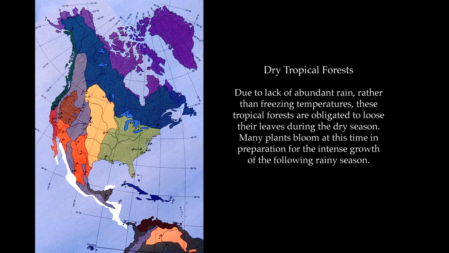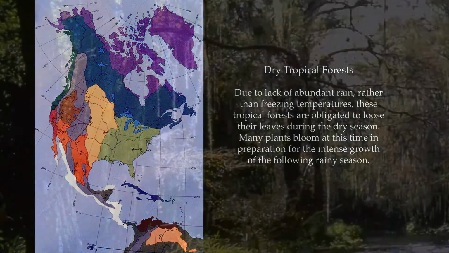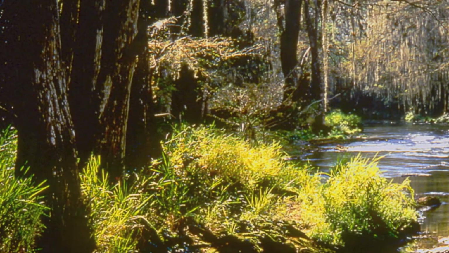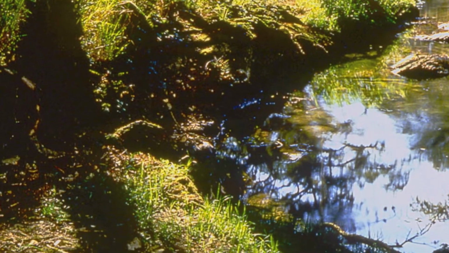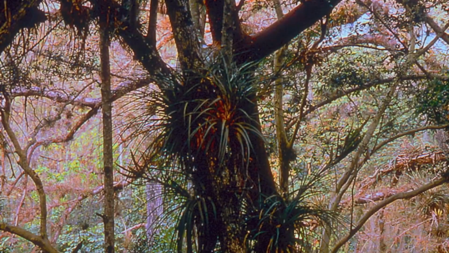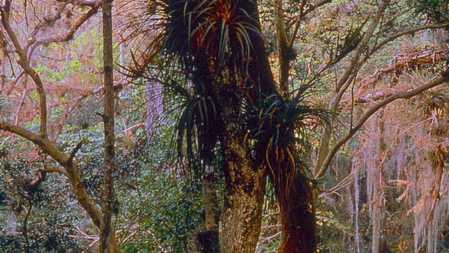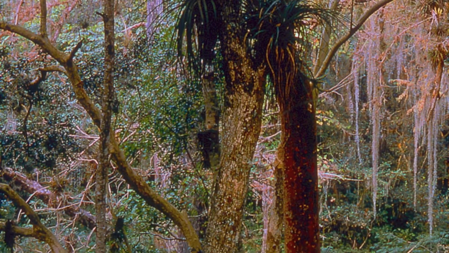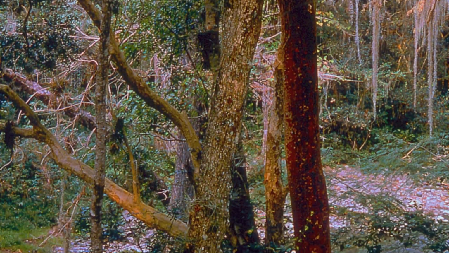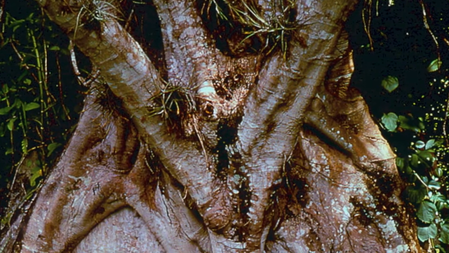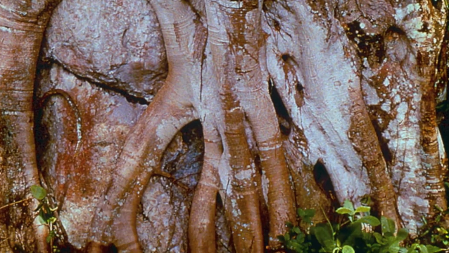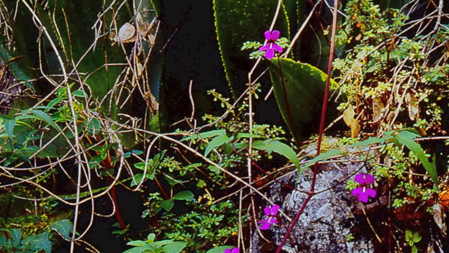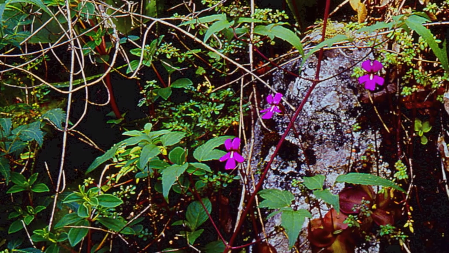Dry tropical forest systems. Due to a lack of abundant rain rather than freezing temperatures, some plants in these tropical forests are obligated to lose their leaves during the dry season. Many plants bloom at this time in preparation for the intense growth of the following rainy season. Oaks, figs, tropical hardwoods, acacias, cypress, deciduous chi-chi trees, shrubs, pines, ferns, bromeliads, mosses, lichens, grasses and wildflowers are typical.